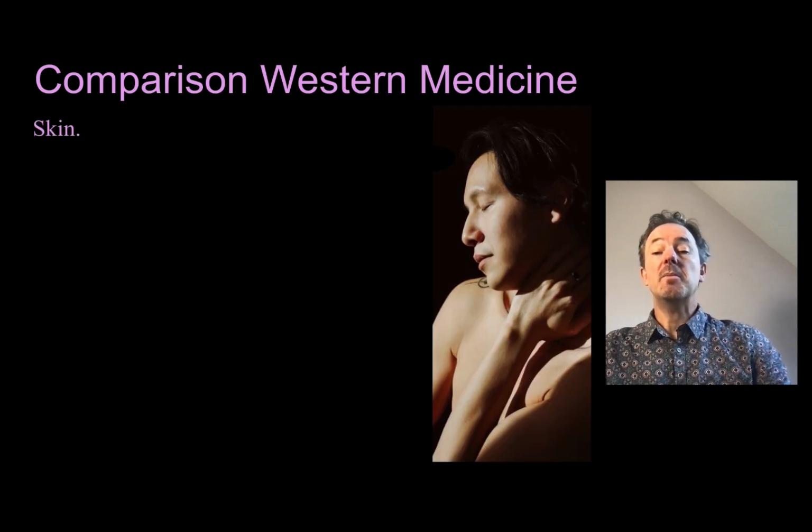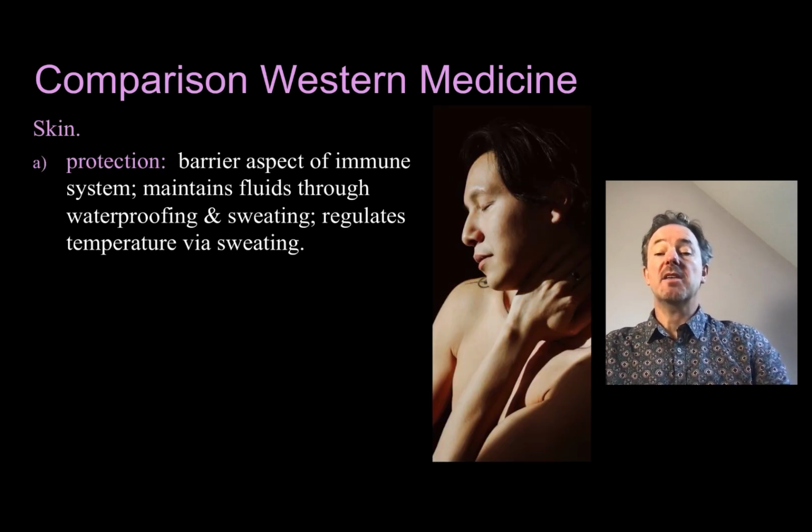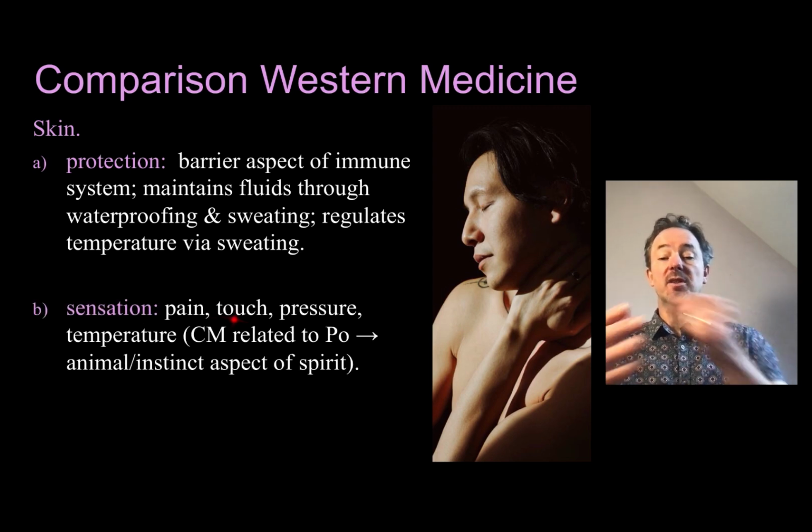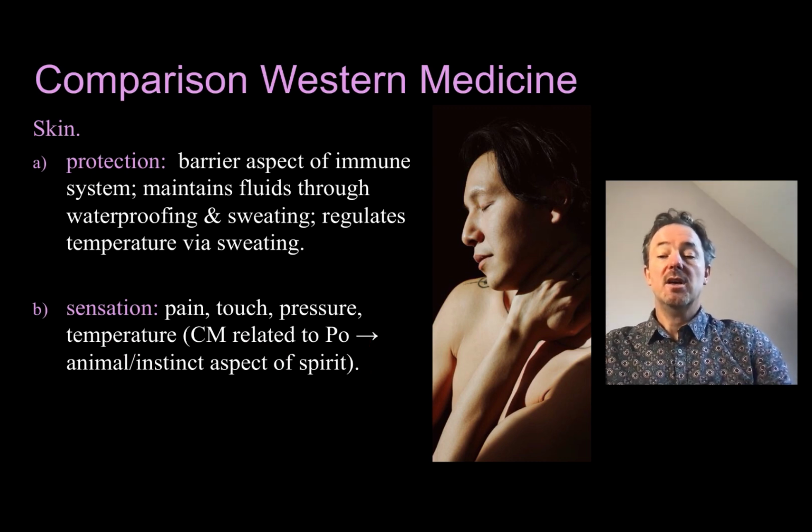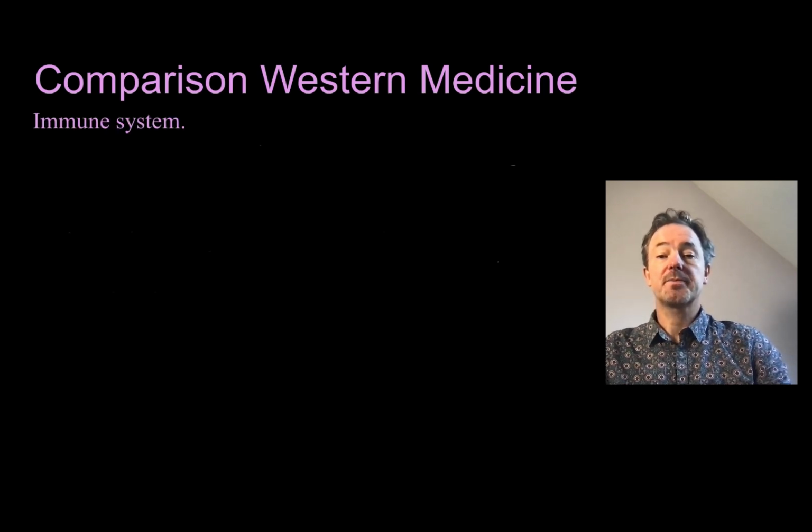The skin in Western medicine forms the barrier aspect of our immune system and also maintains the fluids through waterproofing and sweating, and regulates the temperature via sweating. So this is the same in Chinese medicine. The qi men, the gates of the qi, control our temperature and sweating. And sensations, so all the nerves of pain, touch, pressure, temperature in the skin, similar to the relationship to the Po in Chinese medicine.